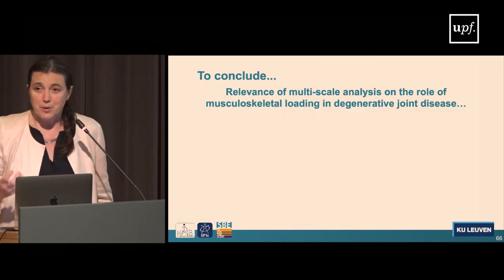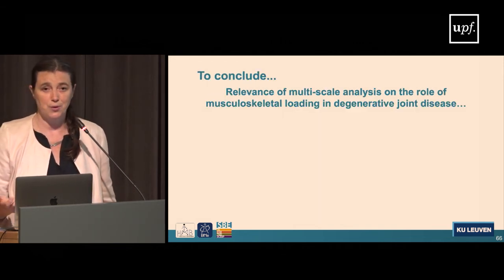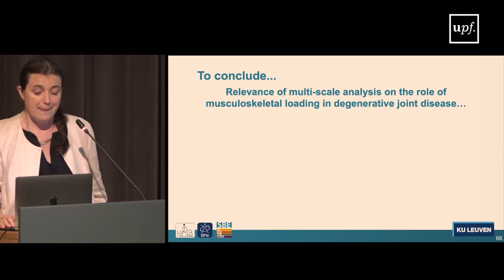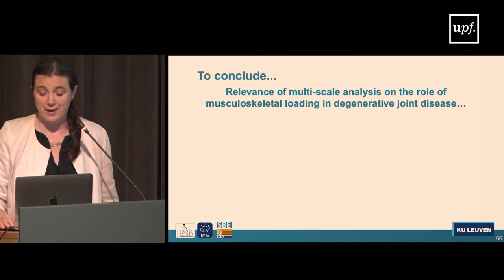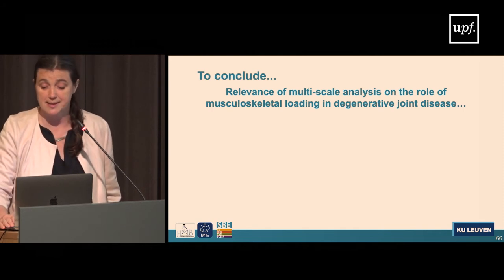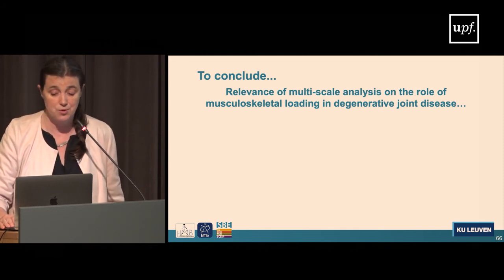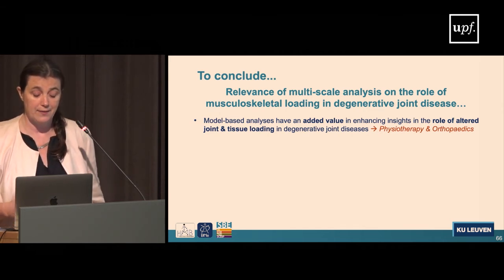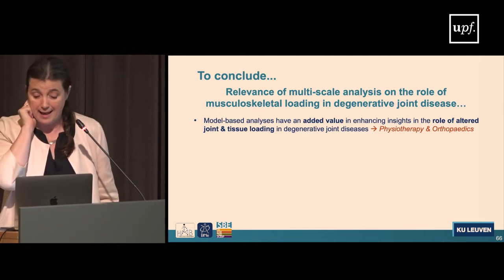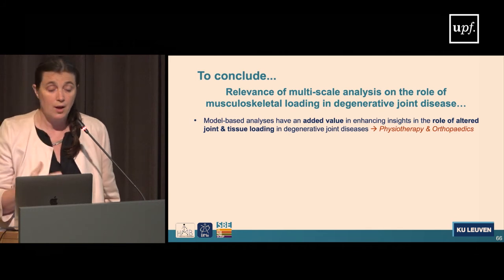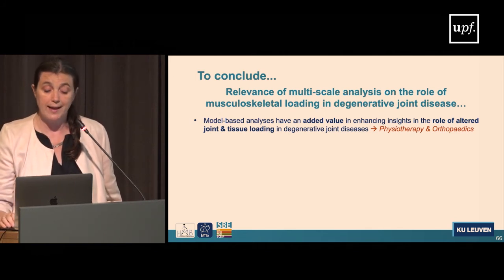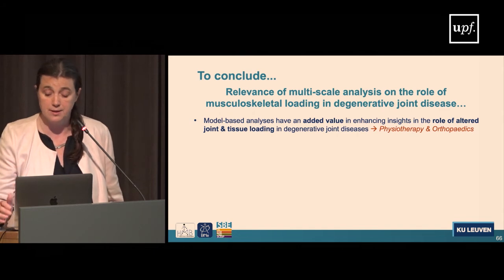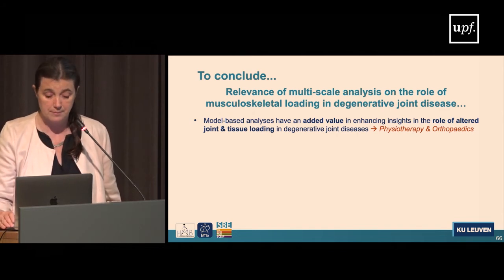So this is where I want to conclude an overview of what we are working on in Leuven. If you ask me, is there relevance of this multiscale analysis when you are looking at degenerative joint disease? I hope that I've been able to show you that these model-based analyses have an added value and that you can use them to look at altered joint and tissue loading, and these have applications immediately for physiotherapy and orthopedics.